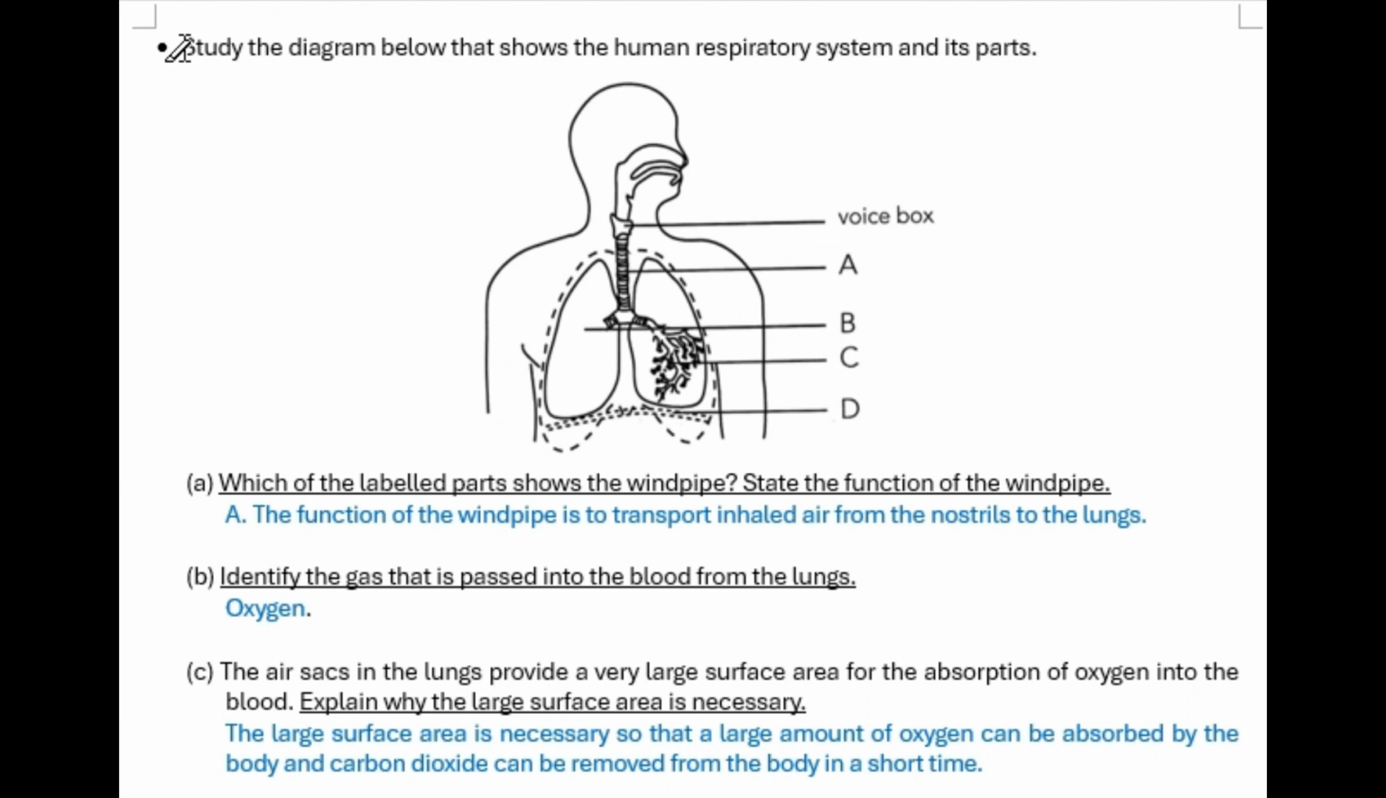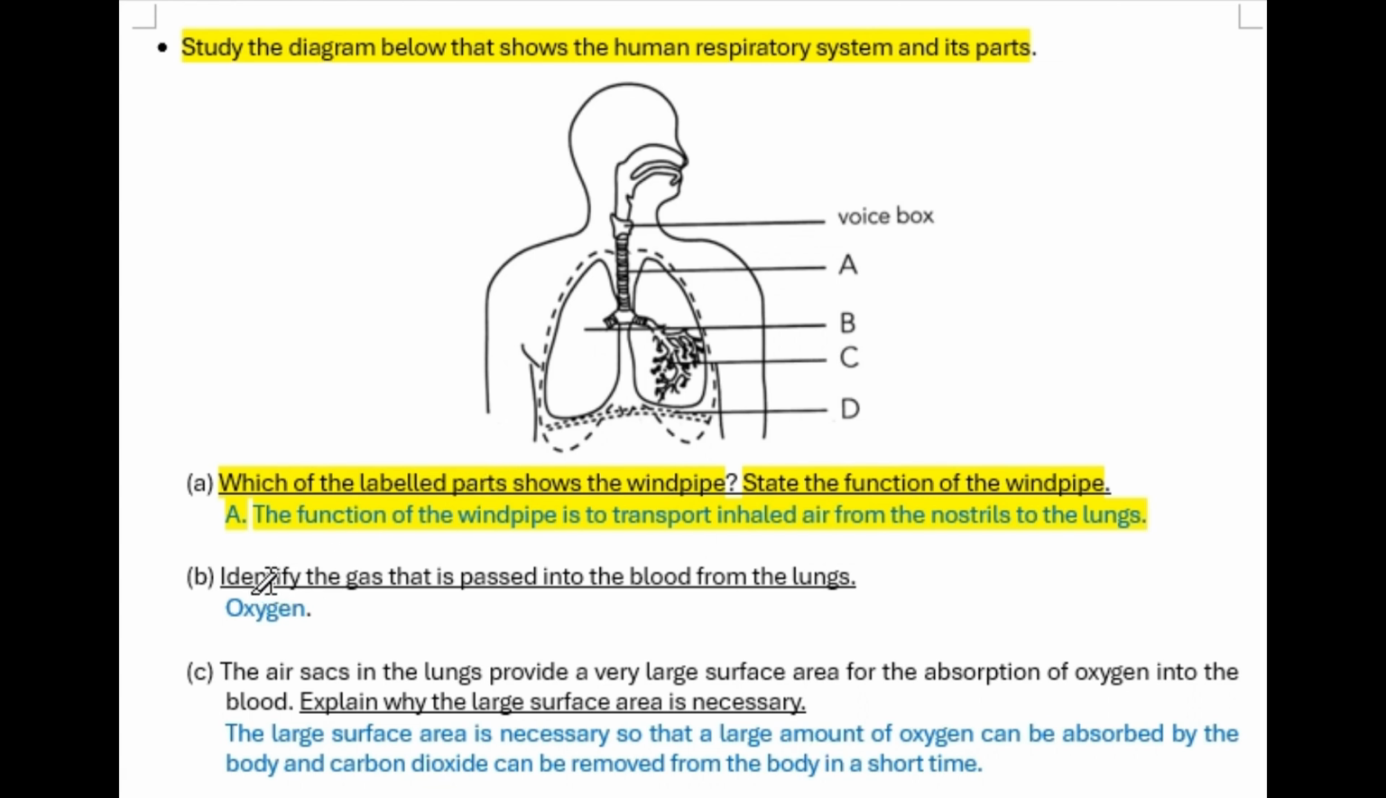Study the diagram below that shows the human respiratory system and its parts. E. Which of the labeled parts shows the windpipe? State the function of the windpipe. A. The function of the windpipe is to transport inhaled air from the nostrils to the lungs.